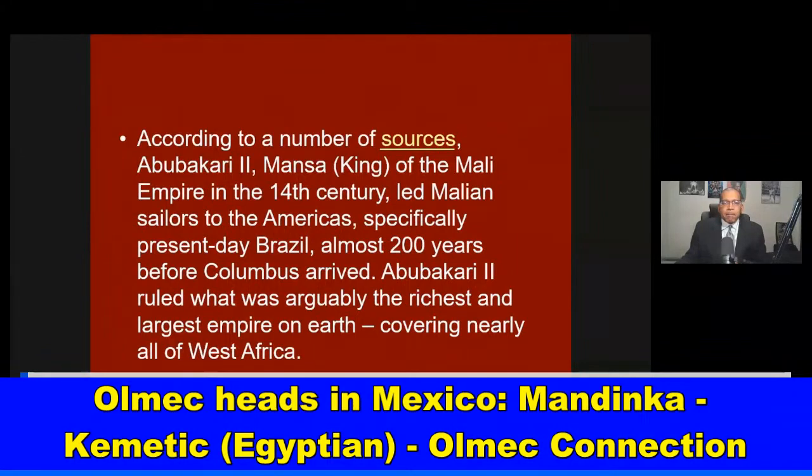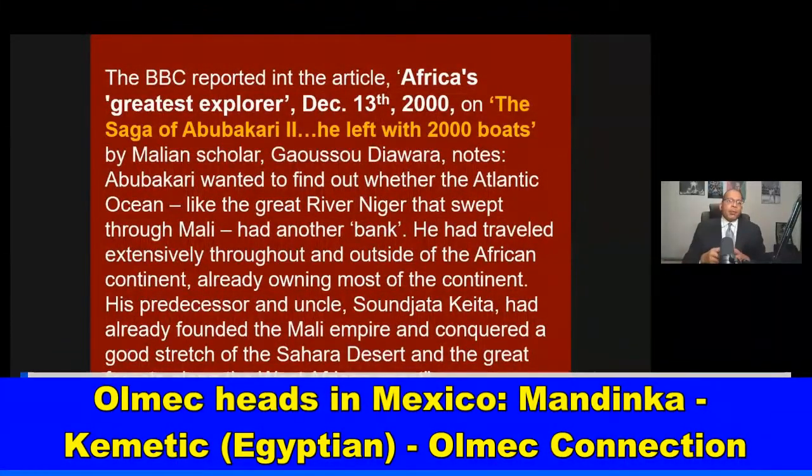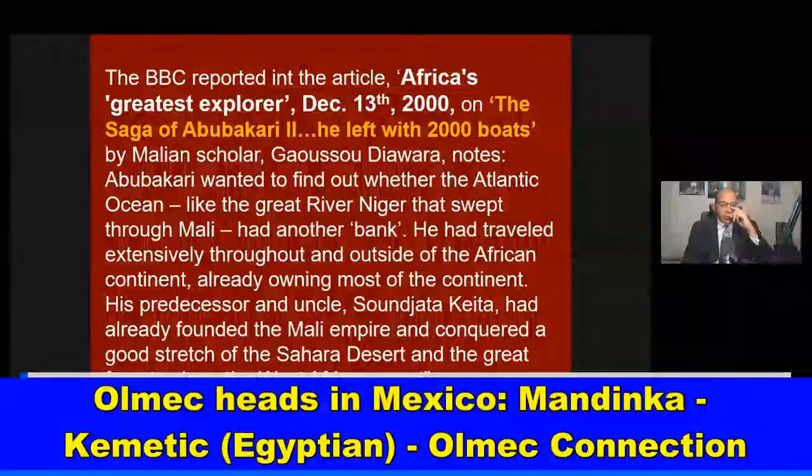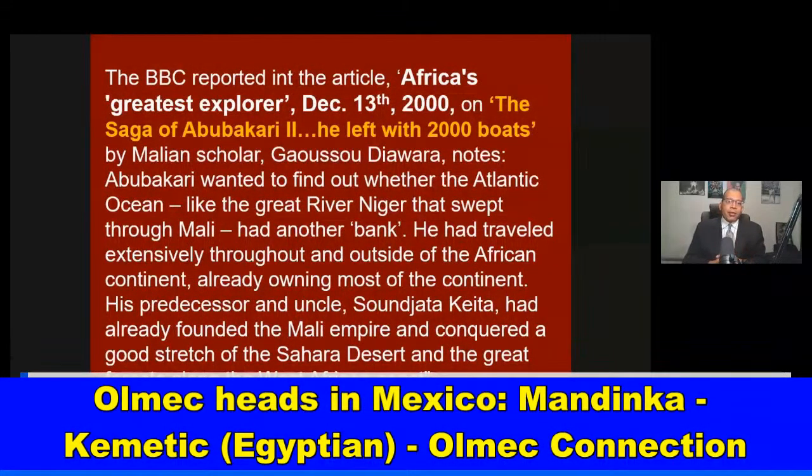Abu Bakr II ruled what was arguably the richest and largest empire on earth, covering nearly all of West Africa. The BBC reported in the article, Africa's Great Explorer, which came out December 13th, 2000, on the saga of Abu Bakr II, he left with 2,000 boats. Malian scholar Gaoussou Diawara notes Abu Bakr wanted to find out whether the Atlantic Ocean, like the great river Niger that swept through Mali, had another bank.